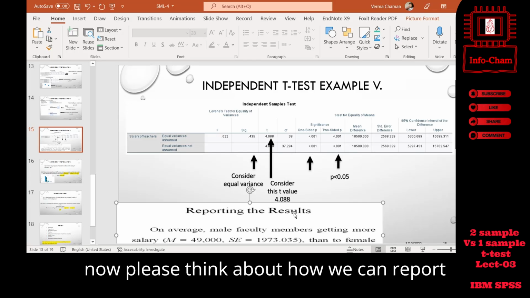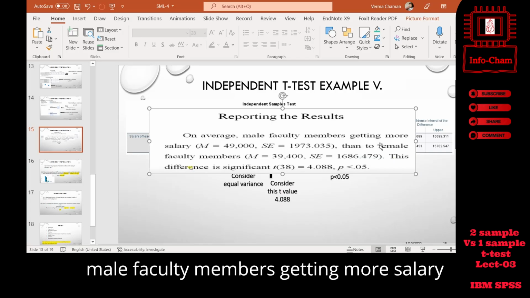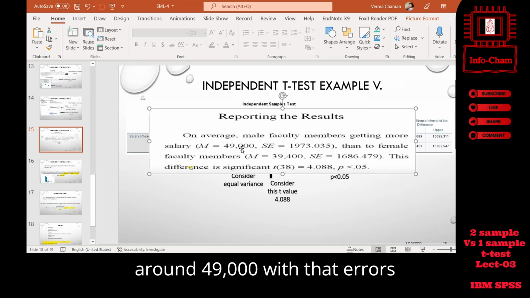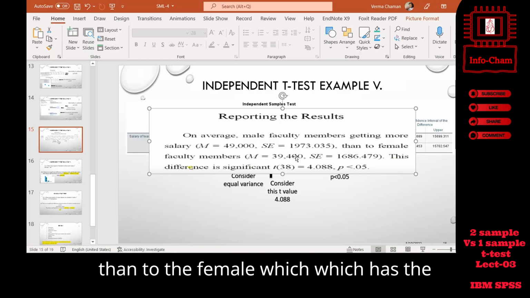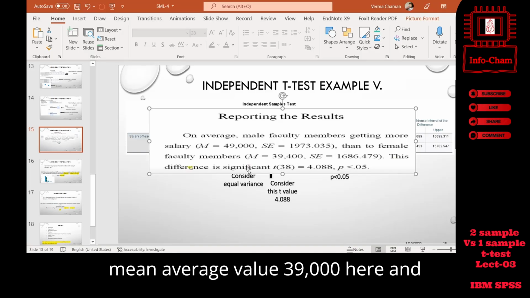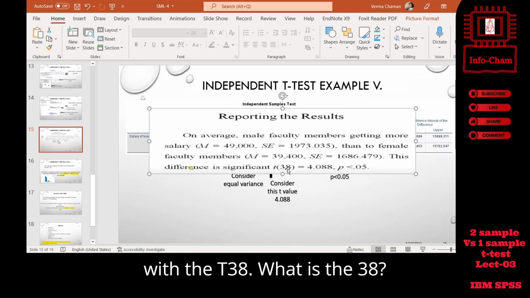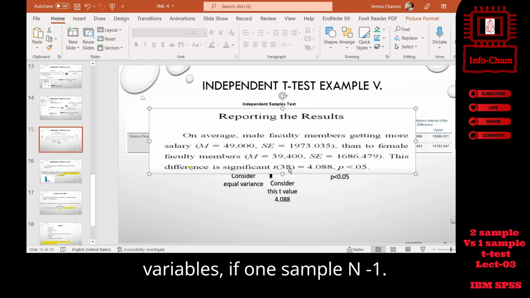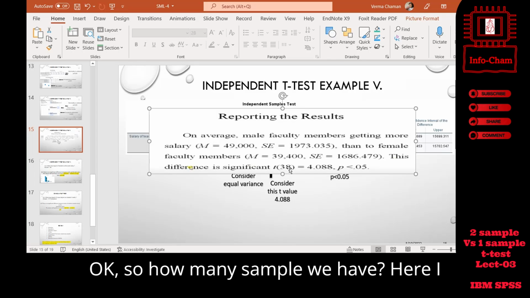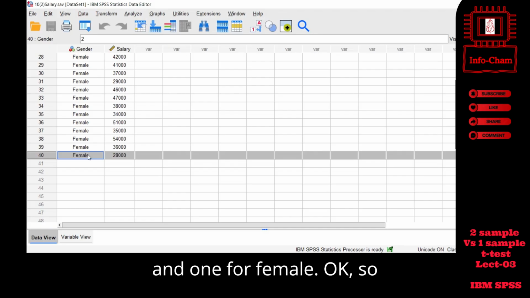We have to think about how we can report the result. You can say: on average, male faculty members get more salary, around 49,000, than the females, who have a mean average value of 39,000 here. And this difference is significant, with t of 38. What is the 38? This is the degree of freedom. Degrees of freedom mean n minus 2 if we have two groups. If one sample, n minus 1. So how many observations do we have here? 40. One for male and one for female.